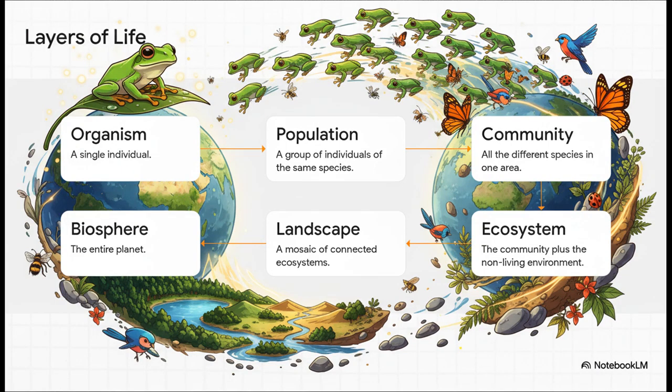It's like a set of Russian nesting dolls. You start with one individual, our frog. That's the organism. A whole bunch of those frogs together, that's a population. Now add in all the other living things, the bugs, the birds, the trees. Suddenly you've got a community. Then you factor in the non-living stuff like the water, the rocks, the soil, and boom, you have an ecosystem. And when you see how all those different ecosystems connect across a region, that's a landscape. And the whole shebang, all of it together, that's the biosphere, our entire living world. Each layer builds on the last.